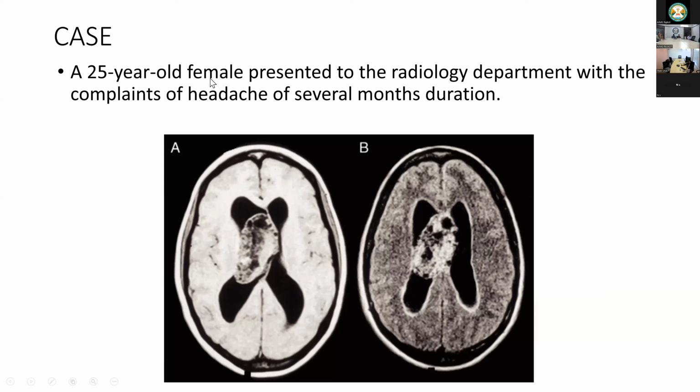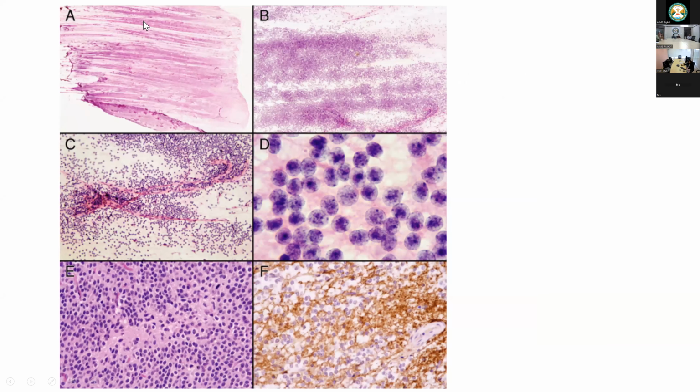Next case, a 25-year-old female presented to the radiology department with complaints of headache. So we can again see a ventricular tumor, which is abutting the septum pellucidum as well as the lateral ventricle. A solid cystic tumor, which is showing irregular contrast enhancement. So this is again showing a regular gradient with uniform cell population, round cells with somewhat salt and pepper chromatin. And on histopath, it was found to be synaptophysin positive. So this is an example of a neurocytoma.